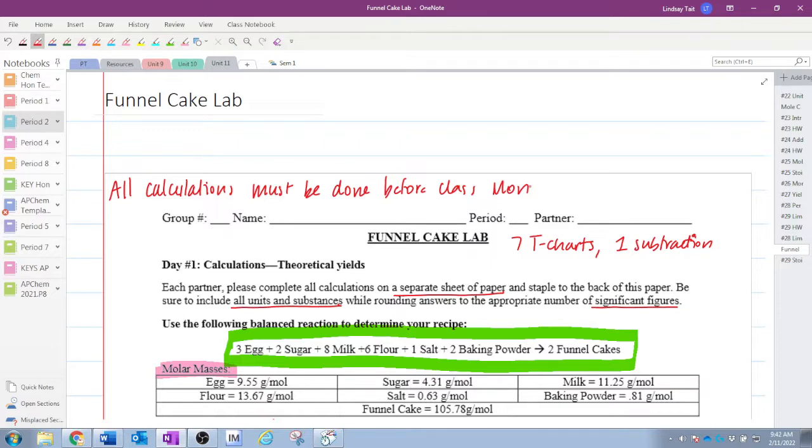But given the time here, there's going to be a number of groups that are going to finish these before they leave. So even if you finish, please double check that all of your work is perfect and that all of your rounding is good, because that's where your grade is going to come from for this lab. Not how well you eat a funnel cake, but how well you do the calculations to figure out how to make the funnel cake. All right? All right, questions for me right now?